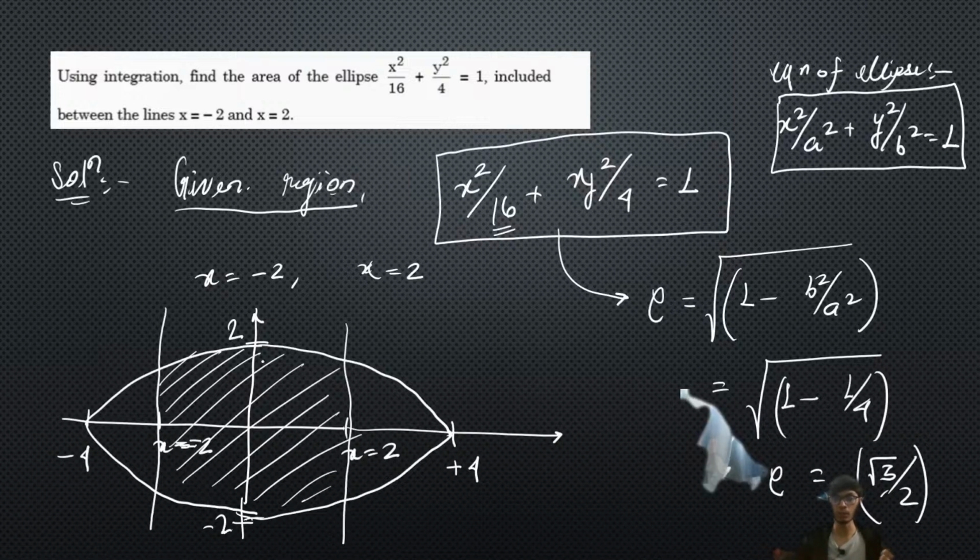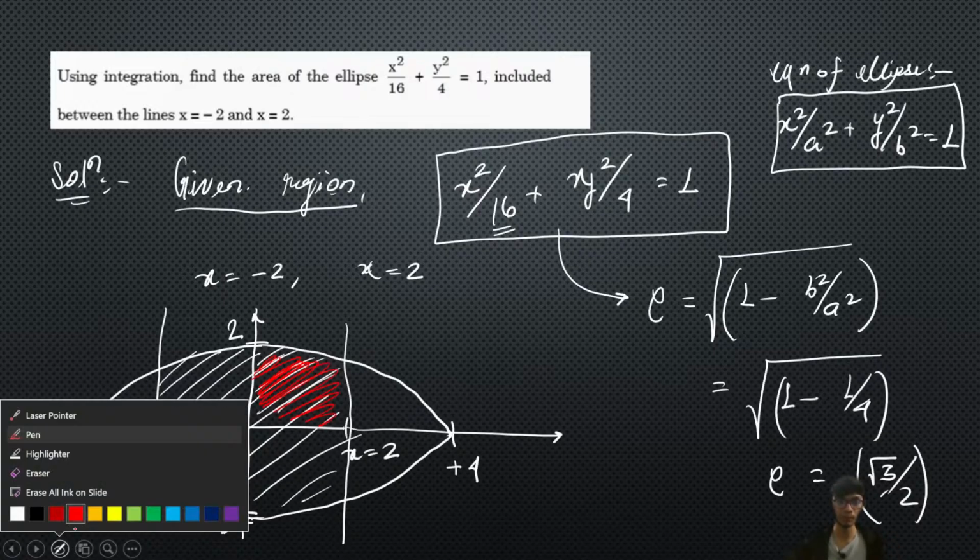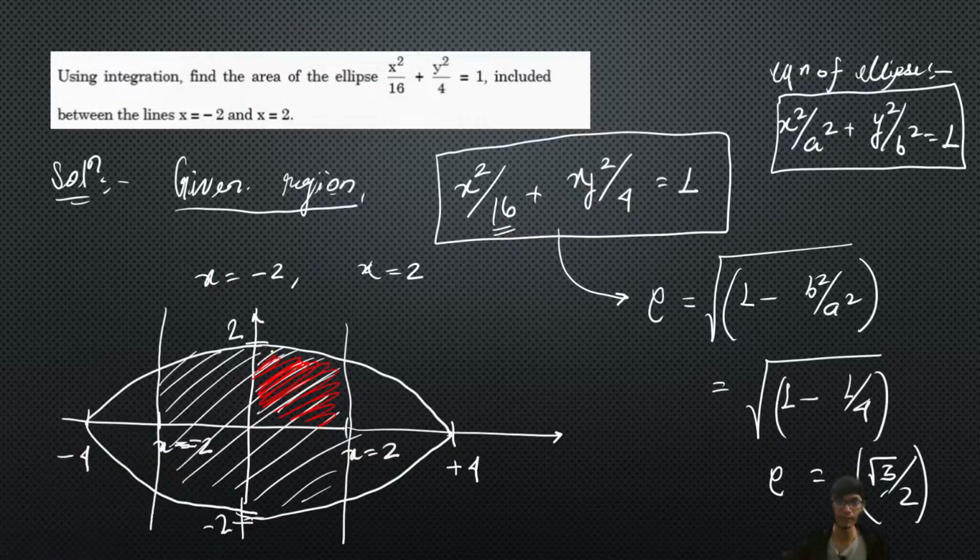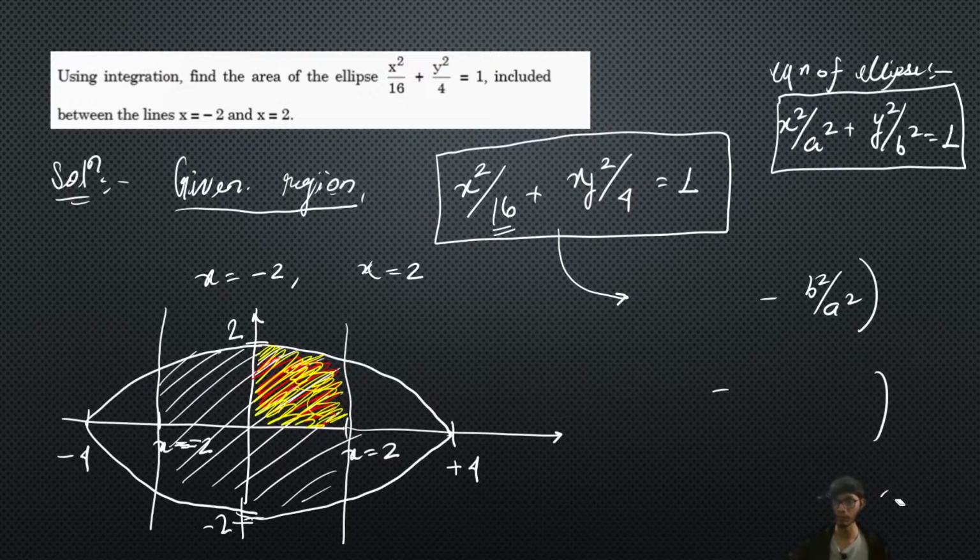So it is just equivalent to calculating this particular area. I hope the color is visible to you. If not, I will use a different color. Yeah, so this part of the integral I will calculate as the area, and I multiply by 4 to get the required area. So that's going to be the idea. Let us carry forward the solution.